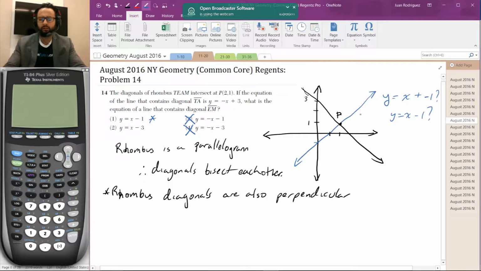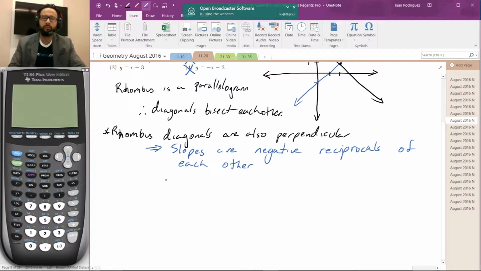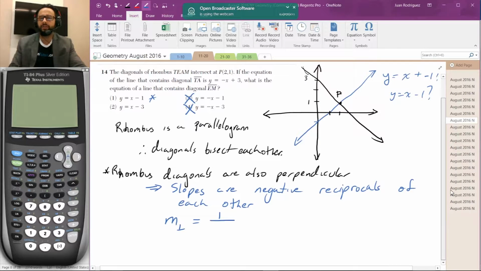Okay, so how do we actually do this and confirm that that's actually the answer? So I know that the diagonals are also perpendicular. This implies that the slopes are negative reciprocals of each other. The slope of the line y equals negative x plus 3 is negative 1. So the slope of the perpendicular line is negative 1 over the slope of the original line, negative 1, and so negative 1 over negative 1 is 1. So the slope is 1.